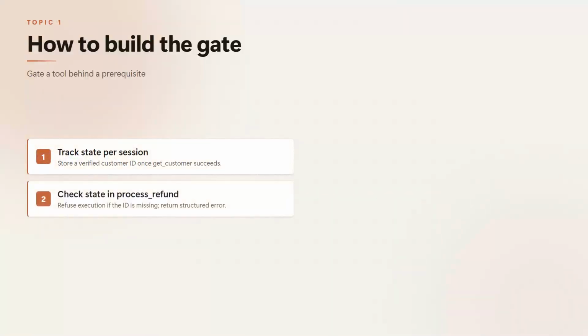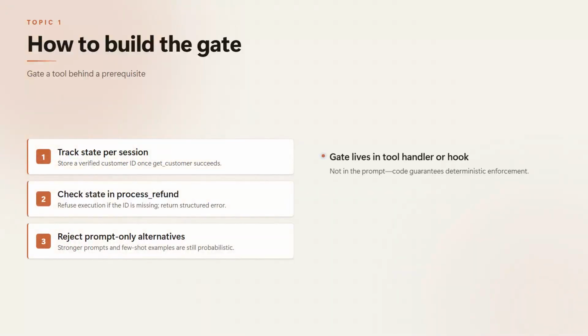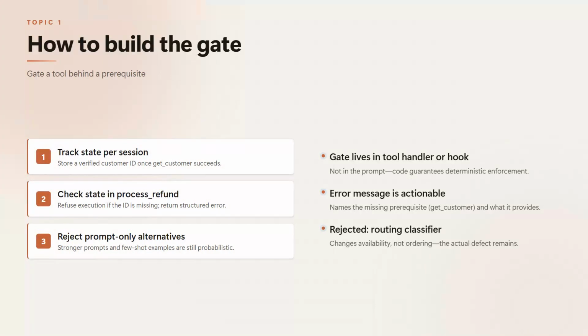Let's work the refund case. You write a gate in the tool handler for process refund. It checks session state, is there a verified customer ID? If not, it refuses to run and returns a structured error, missing verified customer ID. Call getCustomer first to obtain it. That tells the model exactly what's missing and which tool supplies it, so recovery is one step.